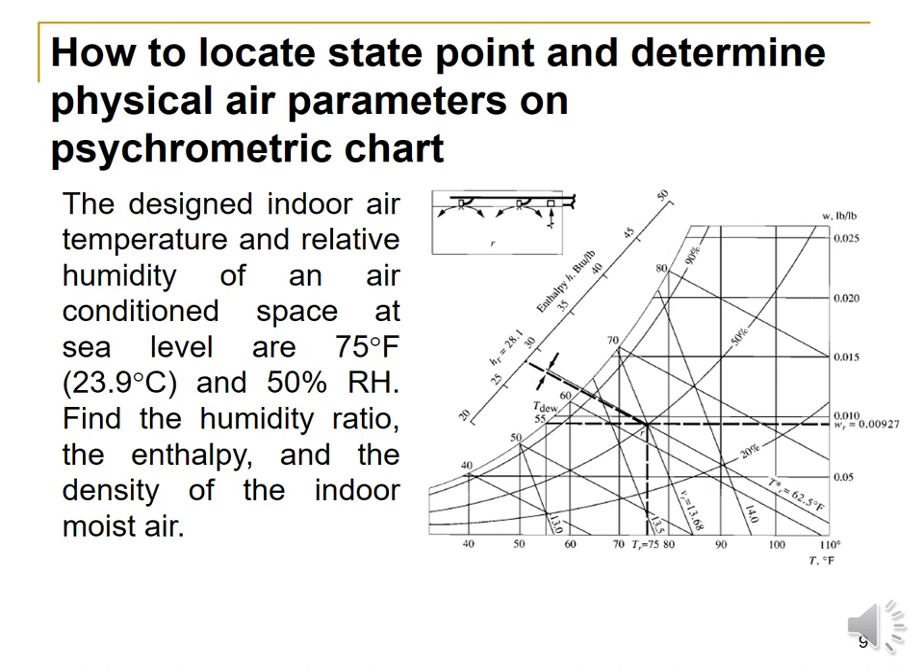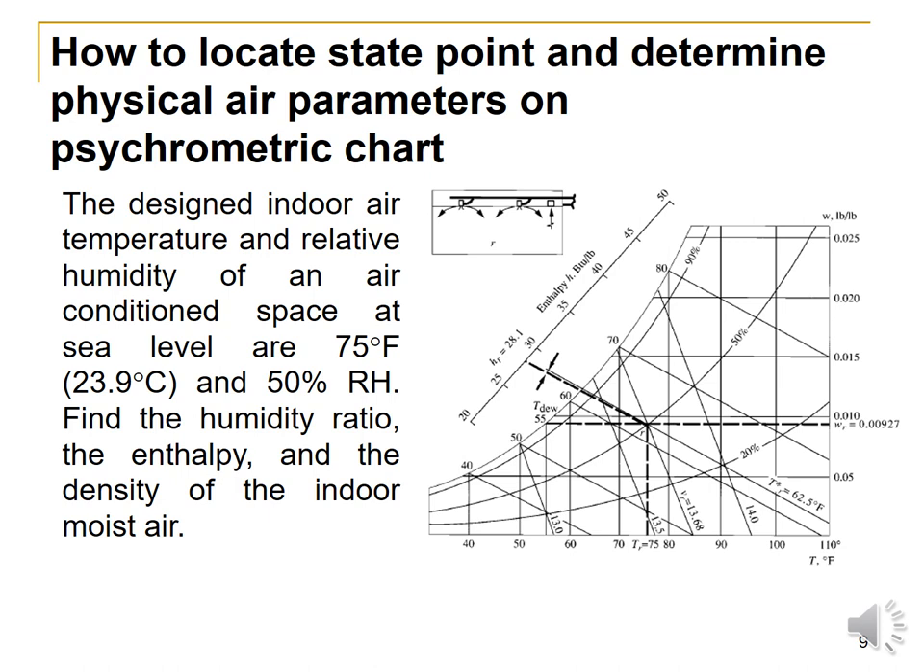So this slide is about how to locate a state point and determine physical air parameters on a psychrometric chart. This is basically a numerical problem, and it will illustrate how to draw a state point and how to find out the other undetermined parameters from it. So this is a general numerical example.